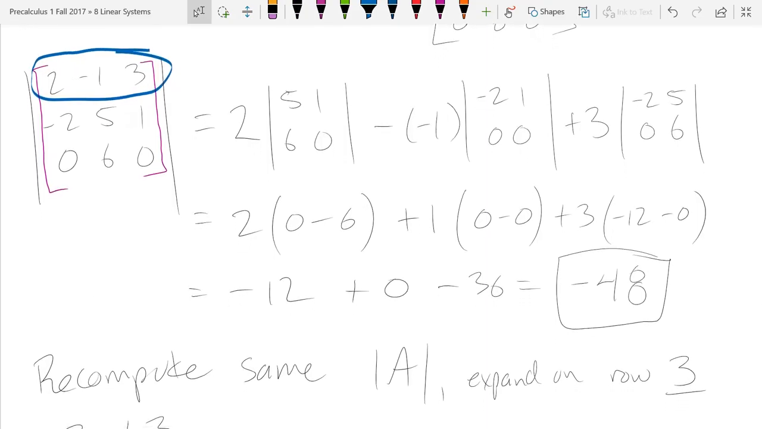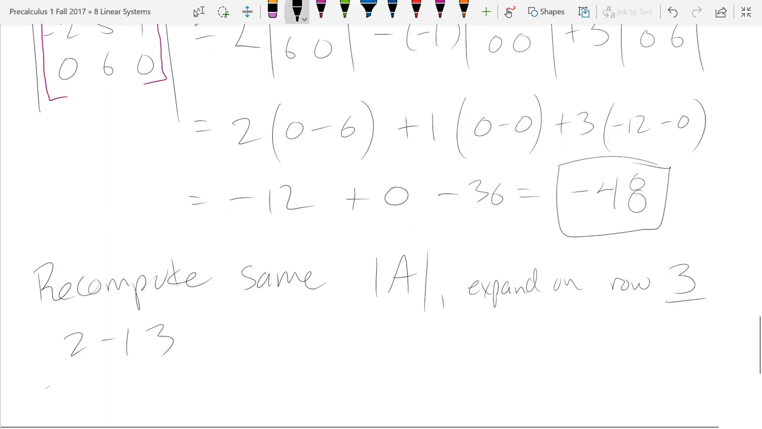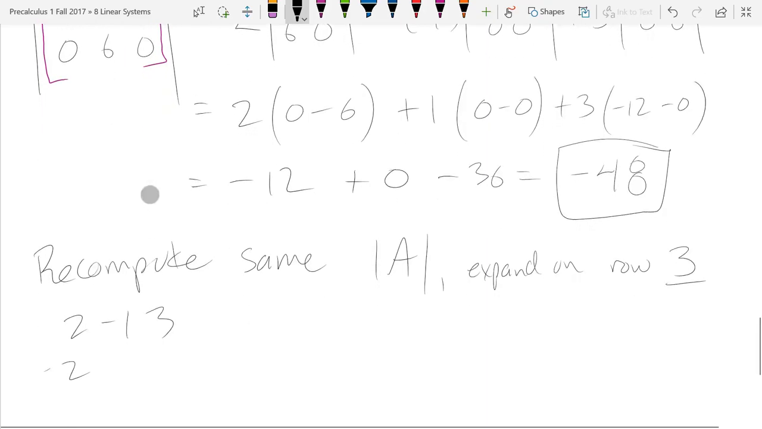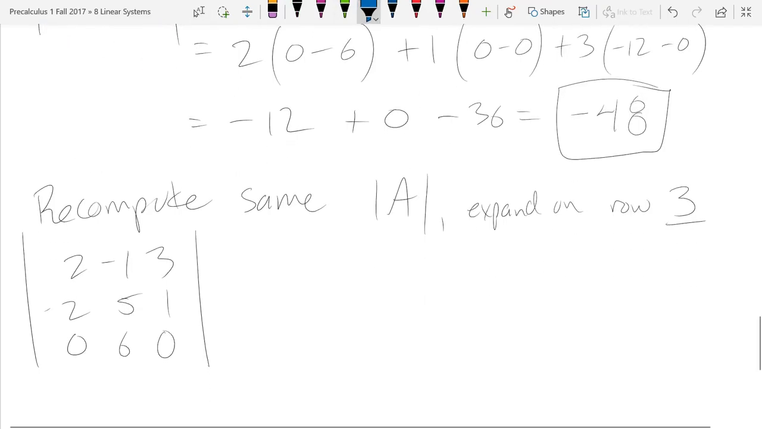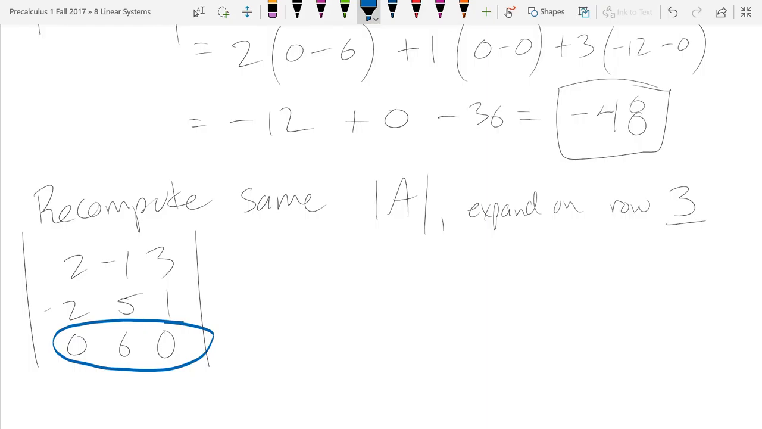So we can go across any row. I could go across row 2, but you'll see why row 3 is going to be very useful. Or I should say, it'll be much faster. I strongly recommend you circle the row you're going to expand across, because that will prevent you from writing those entries in your minor, hopefully. So that 0, 6, 0, those should not appear in any of the minors.